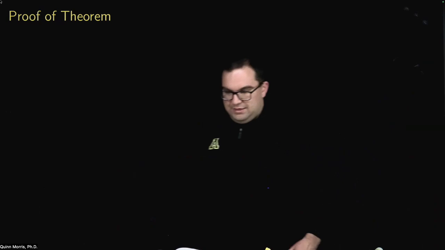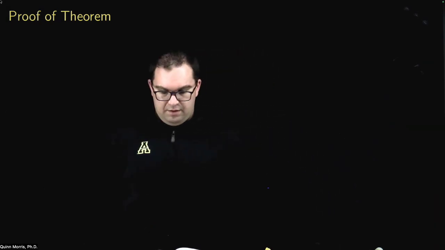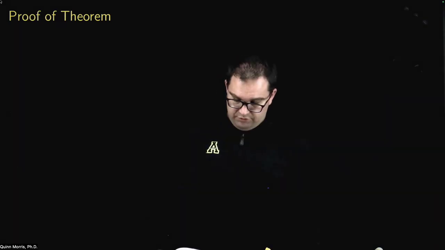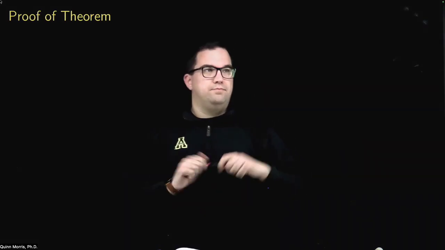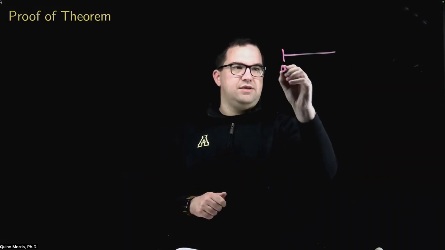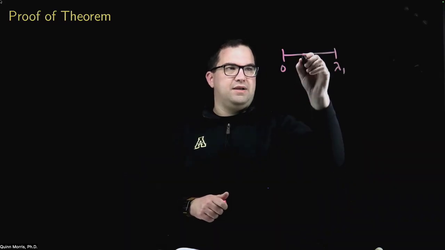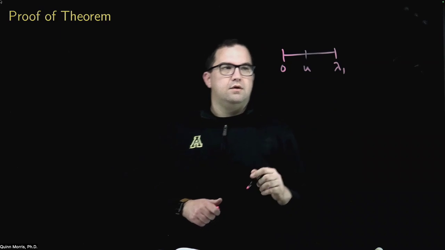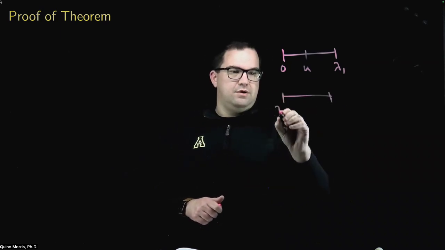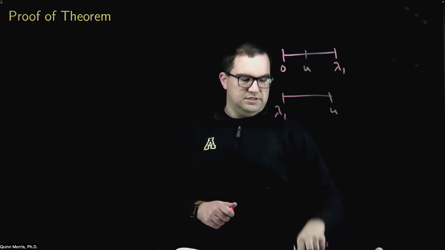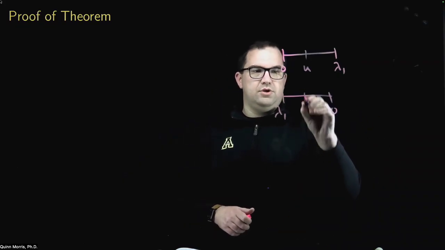Now, the idea here is if I have both positive and negative eigenvalues, then I want to pick one of the positive ones and one of the negative ones. Then I'm going to pick a u, sort of like I did before. Before I had 0 and lambda 1, and I picked a u somewhere in here. When it's negative, you have lambda 1 here, 0 here, and you pick u in here.